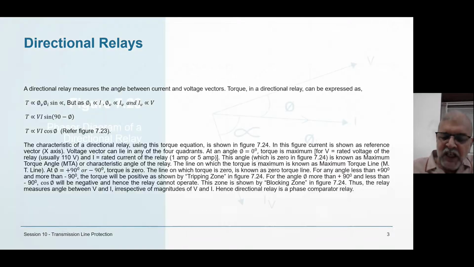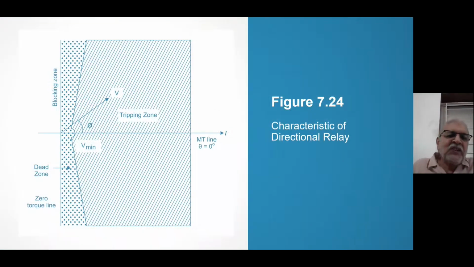I'll show it in terms of the characteristics. Say V is the voltage, and I am taking it as reference. And phi is the power factor angle. Usually the power factor is 0.8, so I have taken 36 degrees. So that is V. Now my torque is proportional to VI cos phi, which means at 0 degrees the torque is maximum because cos 0 is 1.